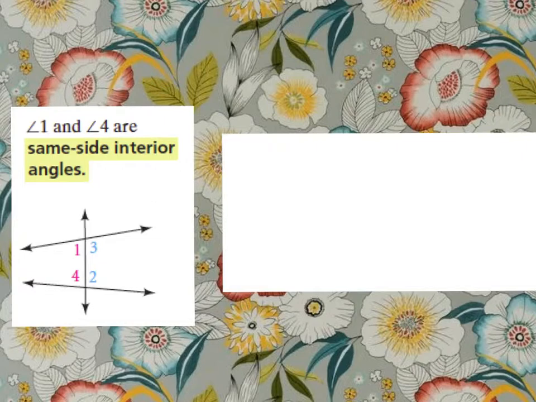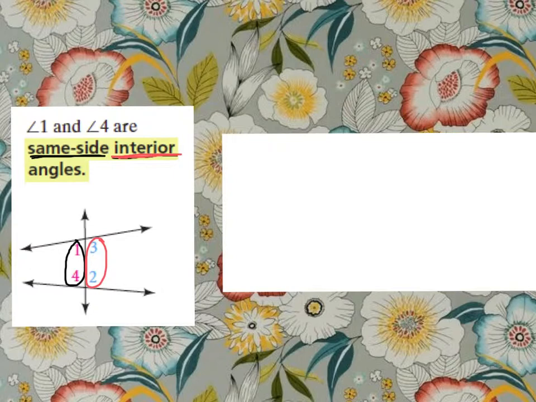Now let's talk about same side interior angles. They are called same side because they're on the same side of the transversal. Notice angle 1 is with angle 4 and angle 3 is with angle 2. And they're called interior because they're on the inside of the parallel lines. So this is same side interior.